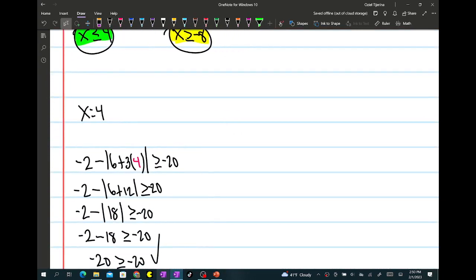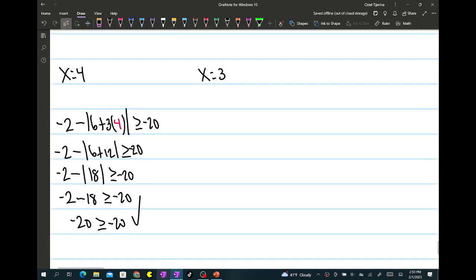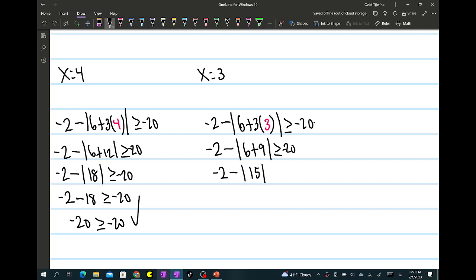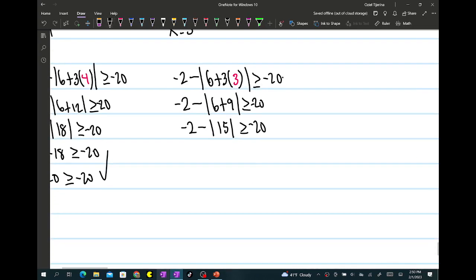Now we're going to do a number that is less than 4, so we're going to do x is equal to 3, right? So when I do that, I get negative 2 minus the absolute value of 6 plus 3 times 3 is greater than or equal to negative 20, okay? So then this becomes negative 2 minus the absolute value of 6 plus 9 is greater than or equal to negative 20. And we get negative 2 minus the absolute value of 15 is greater than or equal to negative 20.